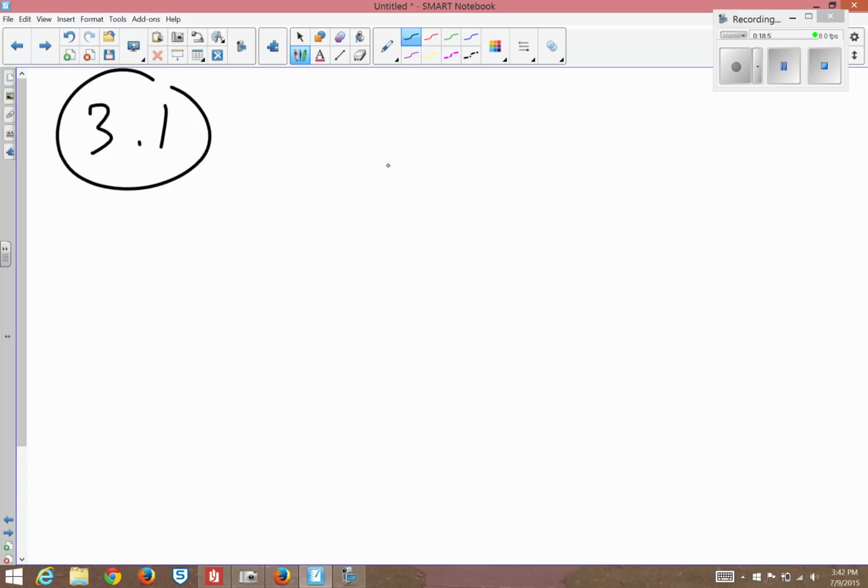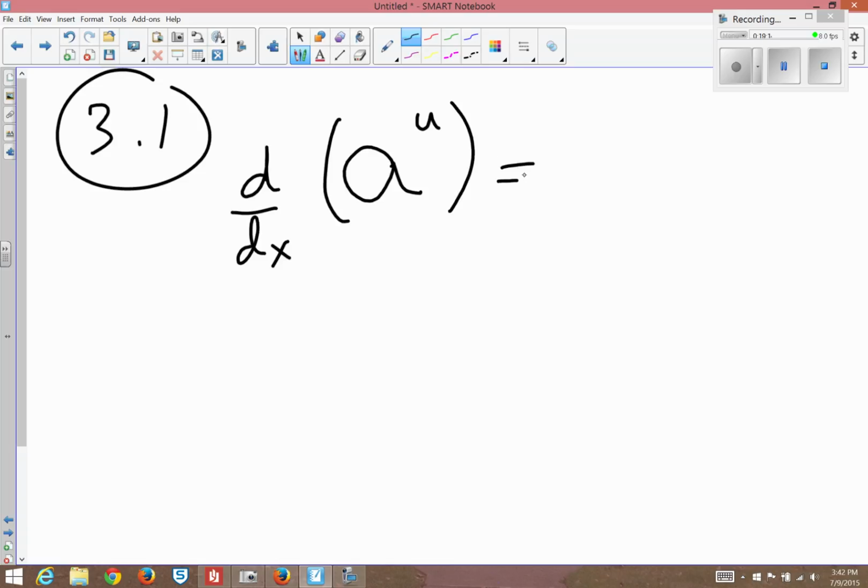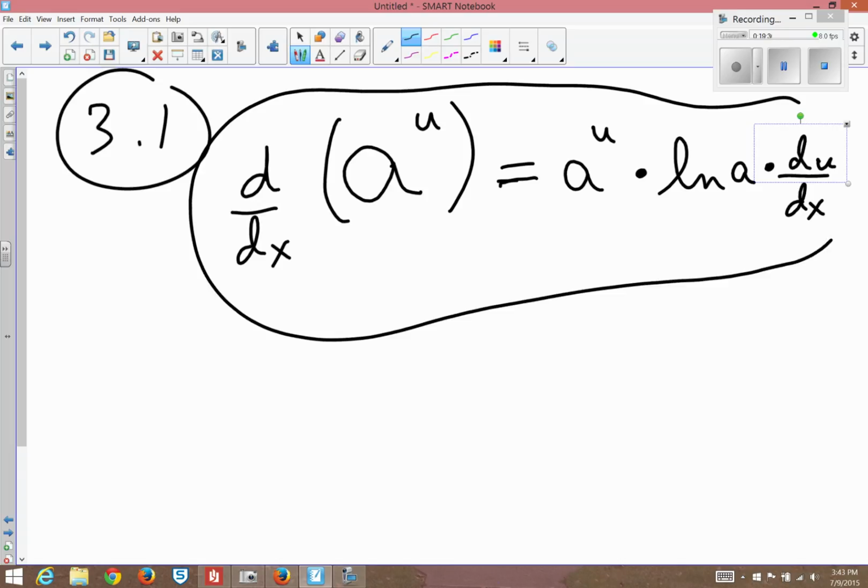If we have any number, a means any number, like 2, 5, 12, and it's raised to some function of x. u is an exponent, something with x in it. The derivative with respect to x of anything that looks like that is itself. It is its own derivative. But that isn't all. It's times the natural log of this number. To use this formula, this base has to be a number, and times the derivative of the exponent up here with respect to x. So you are going to need to learn this formula.